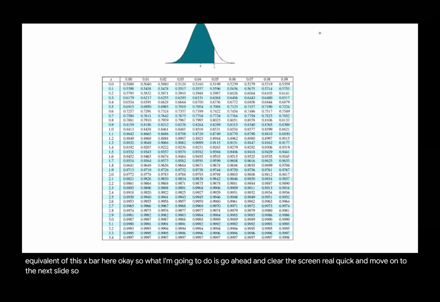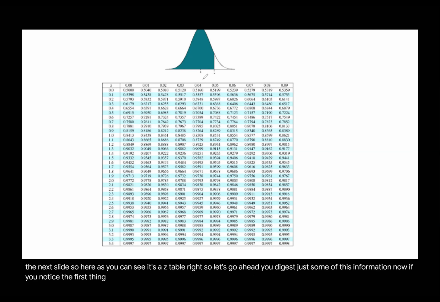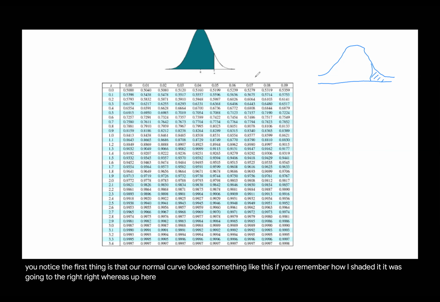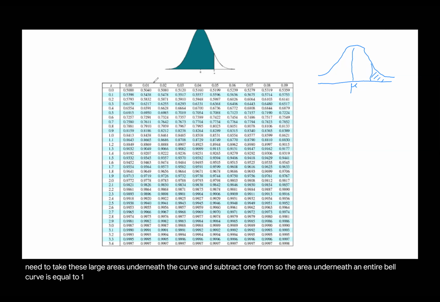So let's go ahead and go over how to digest some of this information. Now, if you notice, the first thing is that our normal curve looked something like this. If you remember how I shaded it, it was going to the right, right? Whereas up here, it's going to the left. So what we need to do is just realize in our heads that we need to take these large areas underneath the curve and subtract them from 1. So the area underneath an entire bell curve is equal to 1, right?